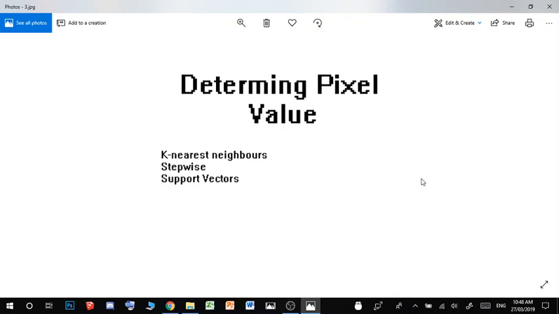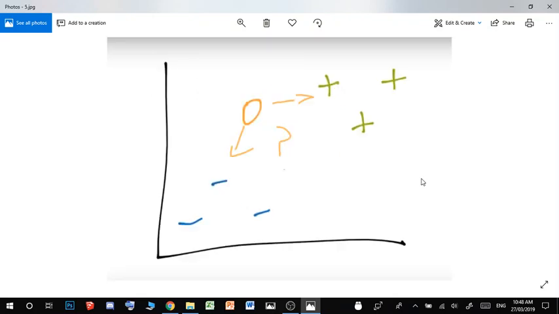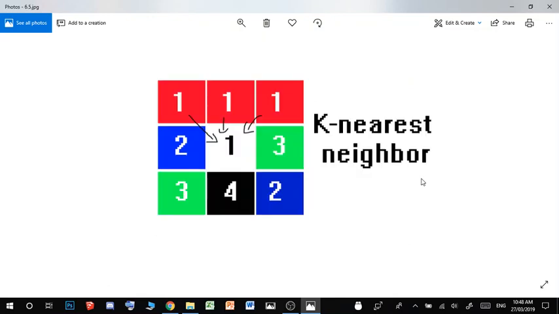Anyway, so determining pixel value. Just really quickly, how do we determine a pixel's value? We can use k-nearest neighbors, or we can use support vectors, which uses the stepwise method. So in k-nearest neighbors, first off, we have a bunch of points here, and let's just say that we were to add a new point, this orange circle. And with this orange circle, we don't know if our point is either a plus or a minus. So the question is, how do we determine what it is? We use what's surrounding it.